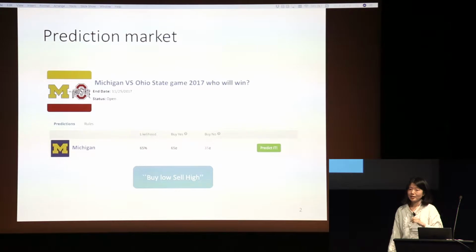there are two kinds of shares, the yes share and the no share. If Michigan wins in the end, the yes share is worth $1 and the no share is worth nothing. If Ohio wins, the opposite happens. So if you really believe Michigan is going to win, you think the value of the yes share is going to be close to $1. And currently the price is 65 cents. In this case, you're going to buy the yes share until the price increases to your own belief. That is what I mean by buy low, sell high. And that is how people interact with the market to reveal their information.